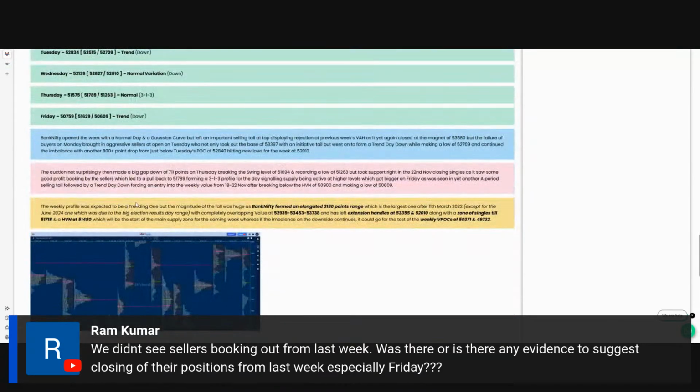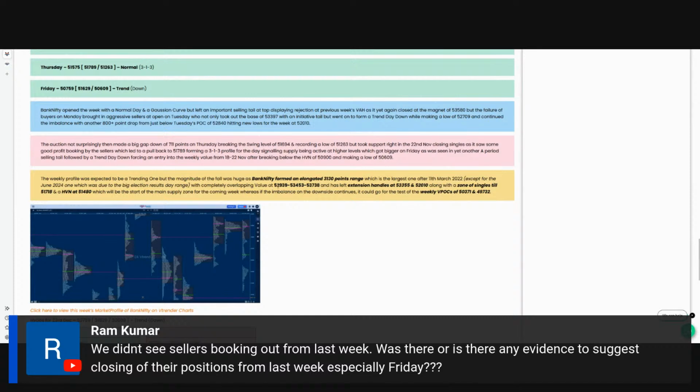So what we did on the weekly chart was a long trending 3130 point range profile, which was the largest one after March 2022.